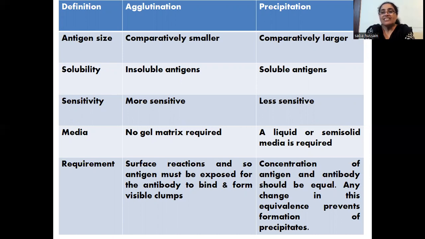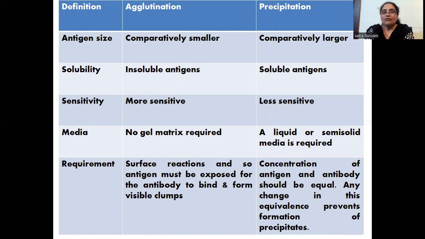When we talk about sensitivity, the agglutination test is more sensitive in nature, while precipitation is less sensitive. So if we want to focus on the sensitivity of a test, we will try to find it through agglutination. In case of agglutination, we don't need any kind of media, no gel, nothing is required. While in case of precipitation reaction, sometimes we need semi-solid media or a liquid as a medium.